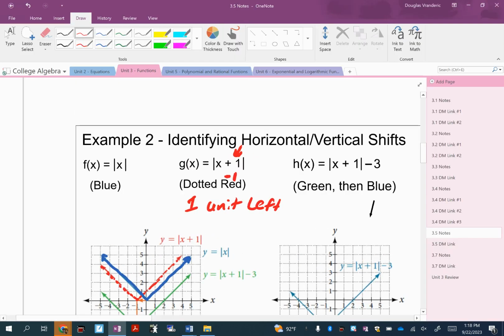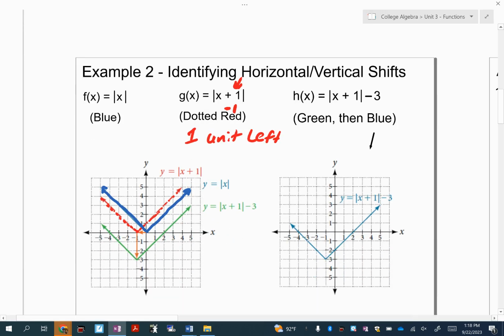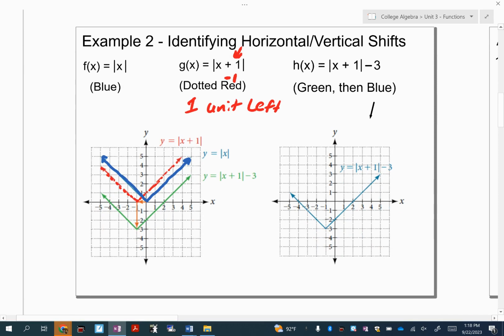All right, now there's kind of 2 options here to look at: the green and then the blue, everything together. So all they've done is continued on from the dotted red one with this -3, and very similar to the way we did the first one, the quadratic, because it's outside or past what makes it that function. It's outside the absolute value symbol. So this is going to end up moving it 3 units down.